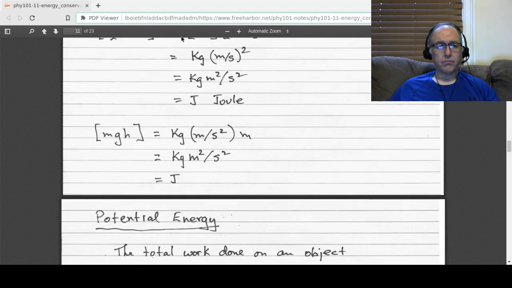Okay. Oh, and just as a quick illustration, mgh also has the same units, okay? Because the units of m are kilograms, g, the units of acceleration due to gravity, are meters per second squared, and the units of height are meters, and again, kilogram meters squared per second squared, which are joules.